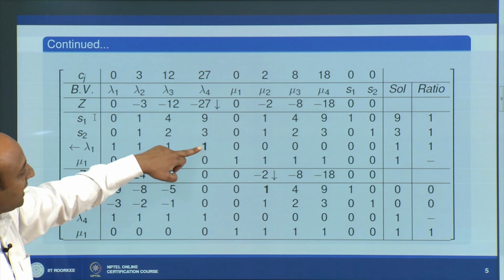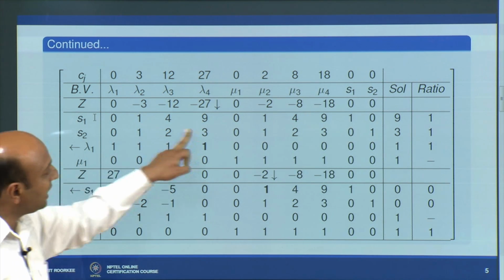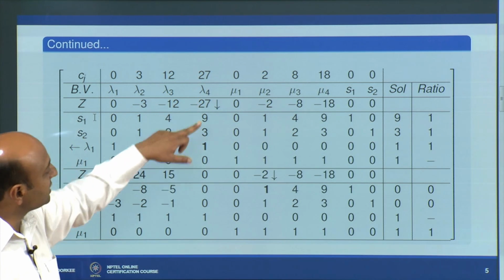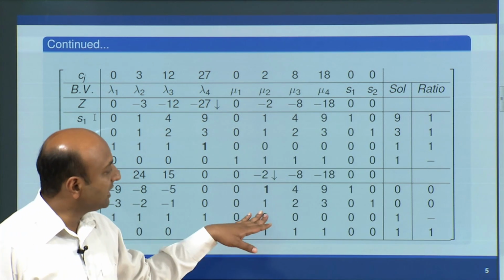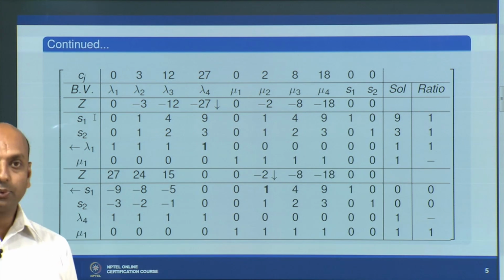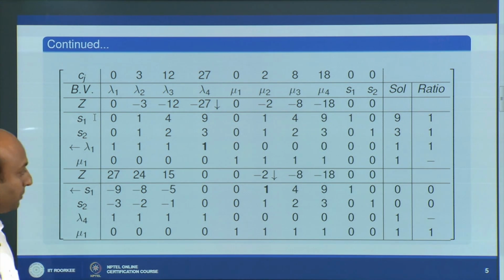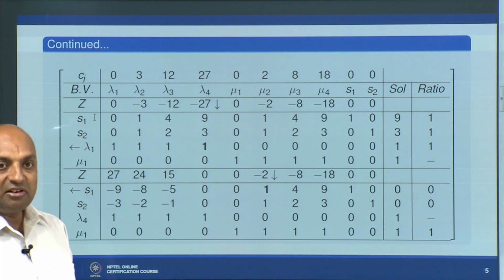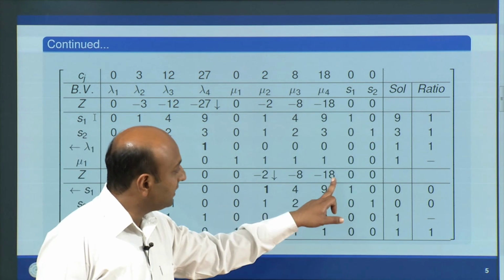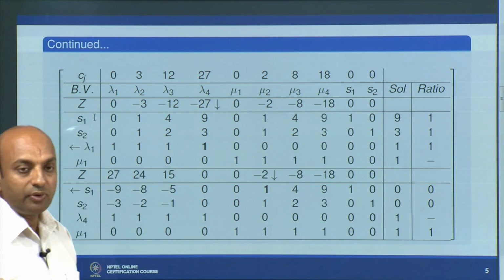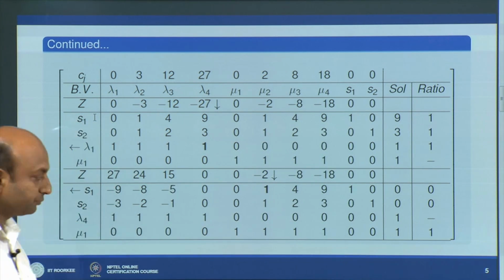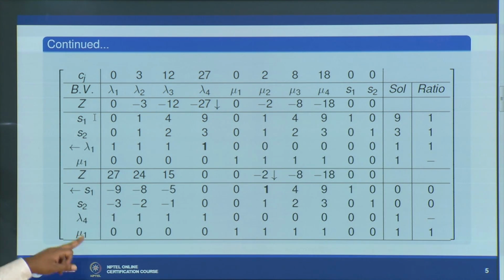We make 0 here with the help of this: minus 3 times this in the entire row, this minus 9 times this in the entire row, and this plus 27 times this in the entire row. We get the next table. Okay. Now, which is the most negative entry? Minus 18. If we enter minus 18 here, it is mu 4 and mu 1 is already there in the basis.